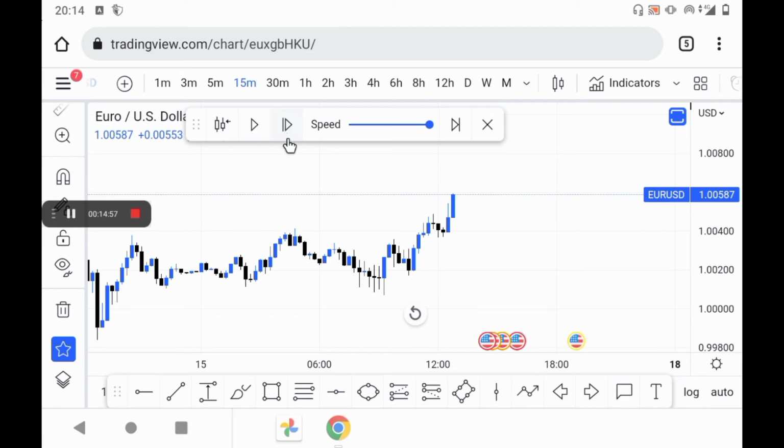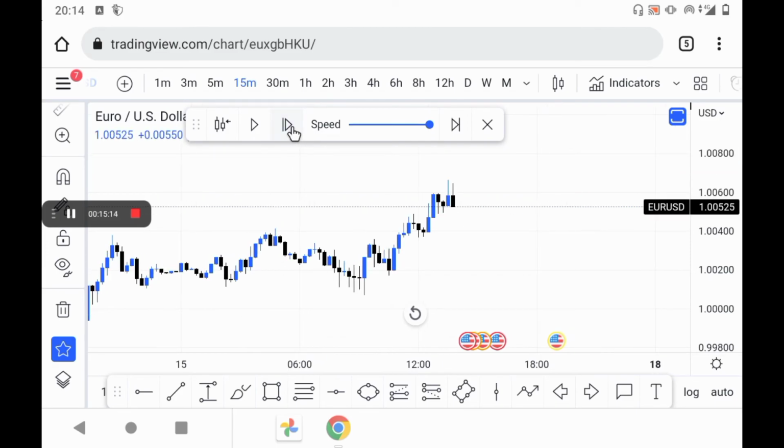So you definitely have to make sure that you have all your ducks in a row. You definitely have to be focused on what is occurring. So yeah, let us fast forward and get into this New York session.